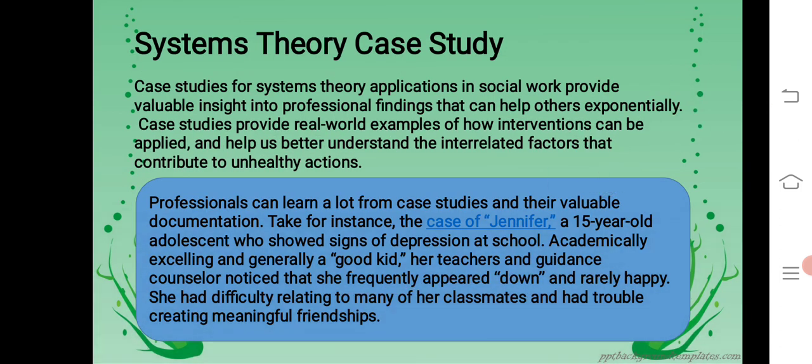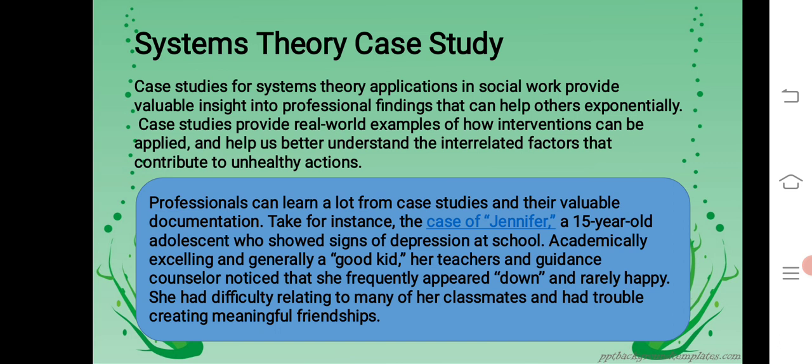System theory case study. Case studies of system theory applications in social work provide valuable insight into professional findings that can help others exponentially. Case studies provide real world examples of how interventions can be applied and help us better understand the interrelated factors that contribute to unhealthy actions. Professionals can learn a lot from case studies and their valuable documentation.